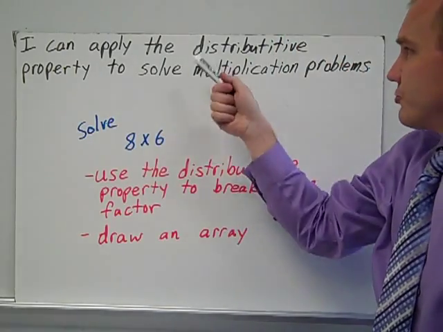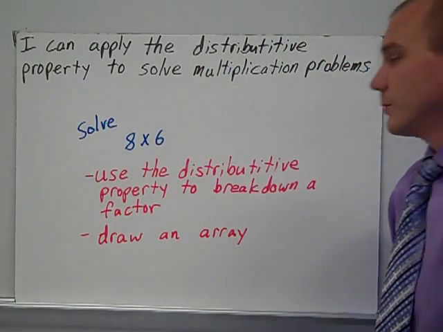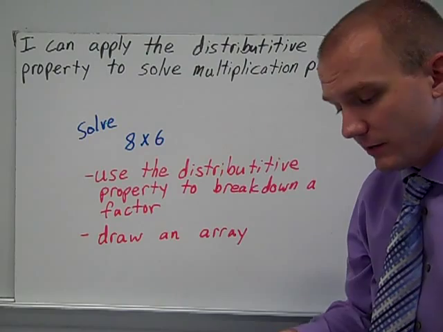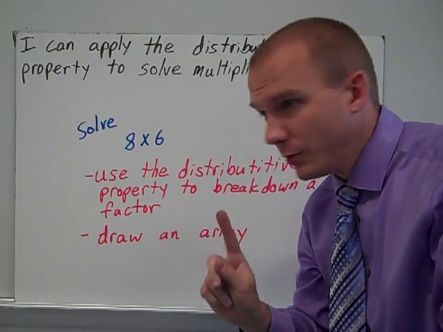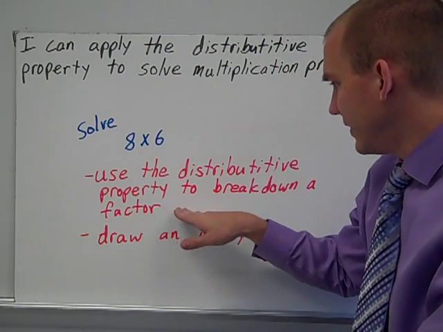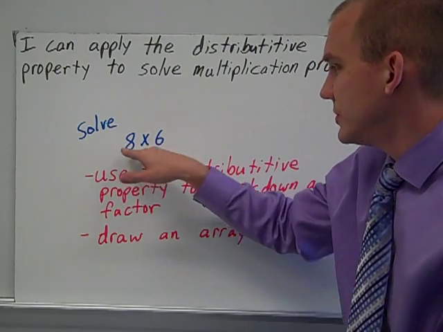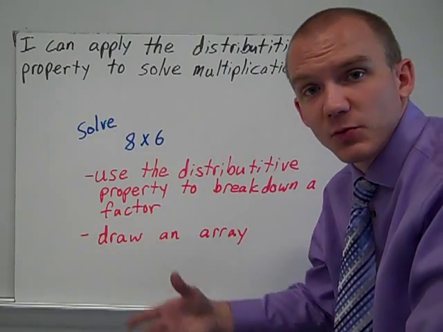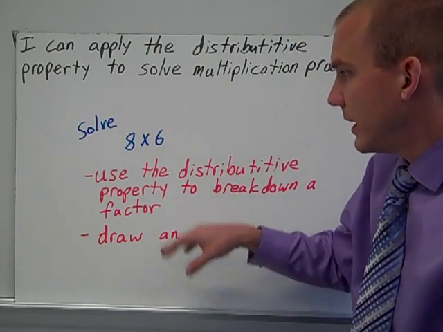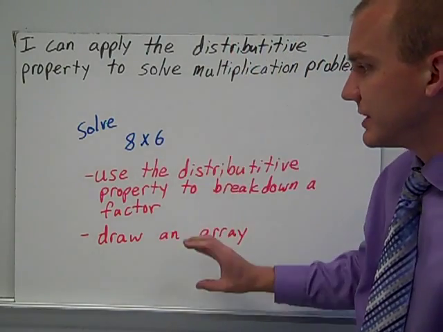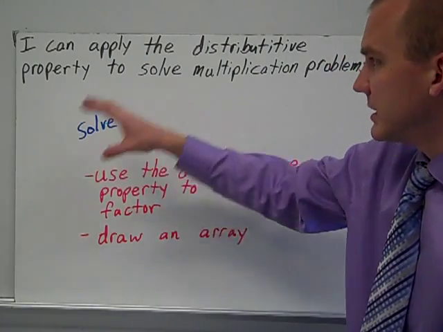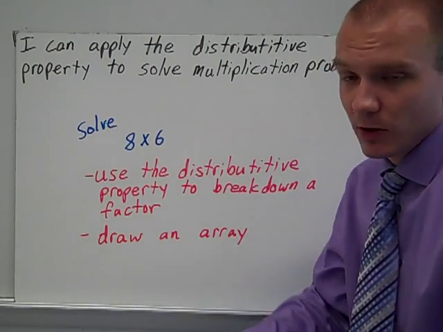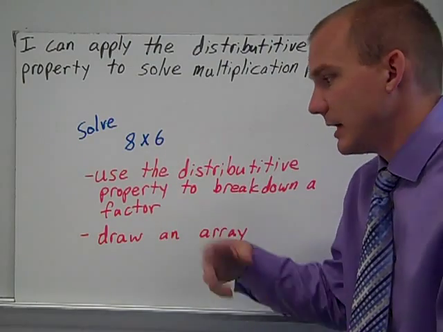So I can apply the distributive property to solve multiplication problems. I want you to solve 8 times 6. Even if you know it, break it down in just one way and use the distributive property to break down a factor. You can choose the 8 or the 6. You might want to go with the 6 and do 8 times 5 plus 1. Then draw an array where you separate that out into 2 separate sections. You're doing 8 times 5, 8 times 1, you add it all together, and you get the total product for 8 times 6 at the end.